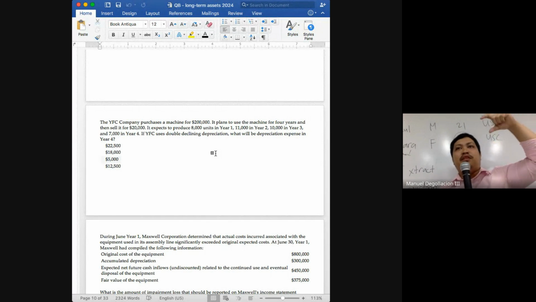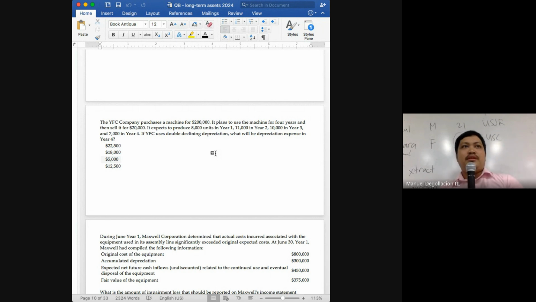If we continue with our procedure, the depreciation expense would be 12,500 for year 4. But what will happen if we follow that? The balance now will just be 12,500. 25,000 minus 12,500, the remaining balance will be 12,500. Is that allowed? No, because the balance should not be lower than the residual value.